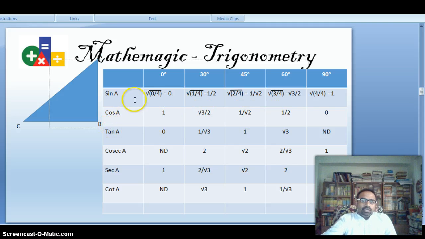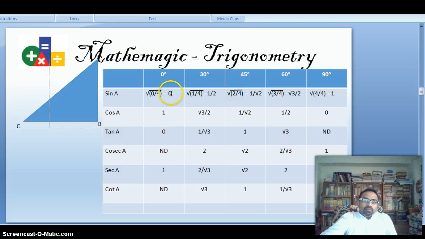And what is tan? Tan is sine by cos. So 0 by 1 is 0. 1 by 2 divided by root 3 by 2 is 1 by root 3. And then 1 by root 2 divided by 1 by root 2 is 1. Root 3 by 2 divided by 1 by 2 is root 3. And 1 by 0 tends to infinity, so it is not defined. And that's why I have put an ND over there.